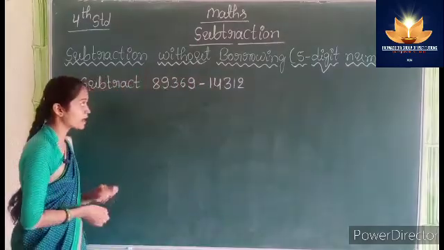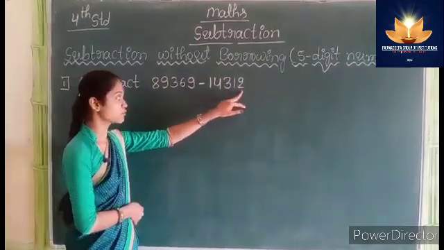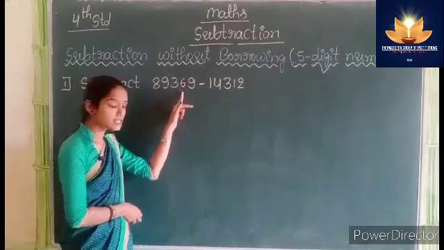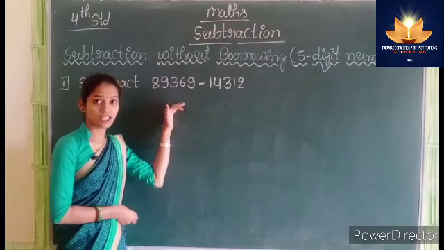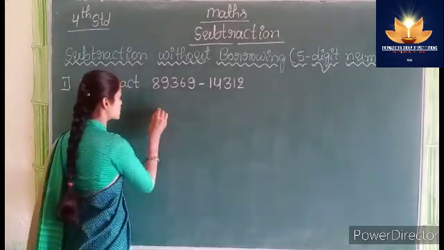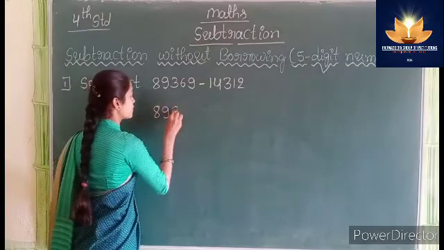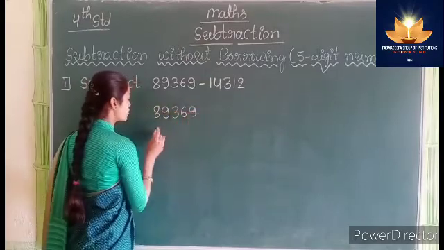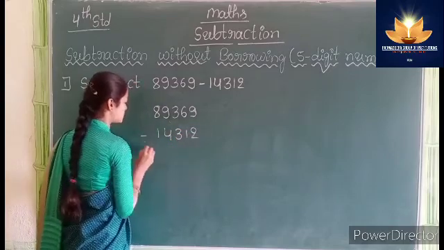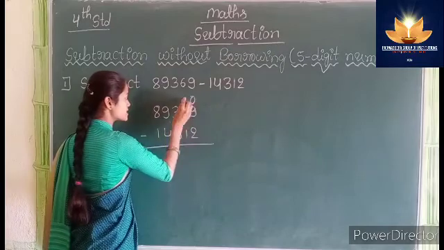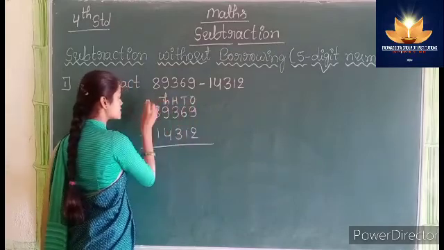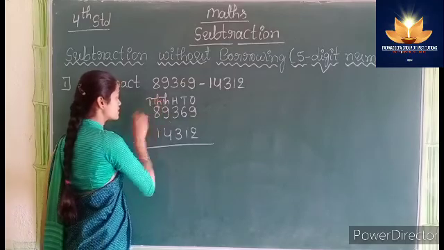Here we have to subtract 14,312 from this 89,369. First, we have to arrange these numbers in a proper way according to their place values. 89,369, 14,312. This is ones place, tens place, hundreds place, thousands place. Then this is 10,000s place.